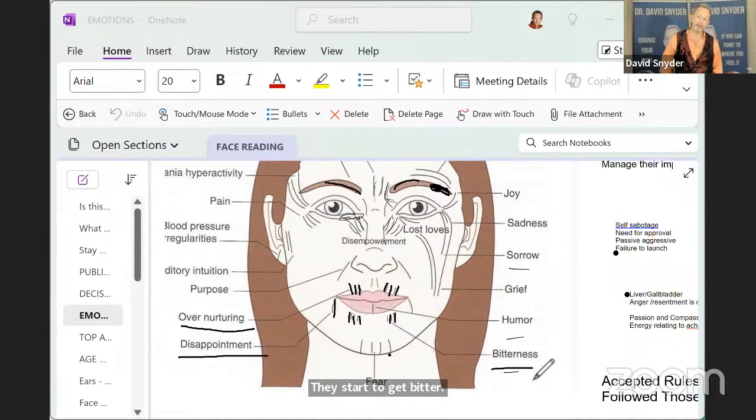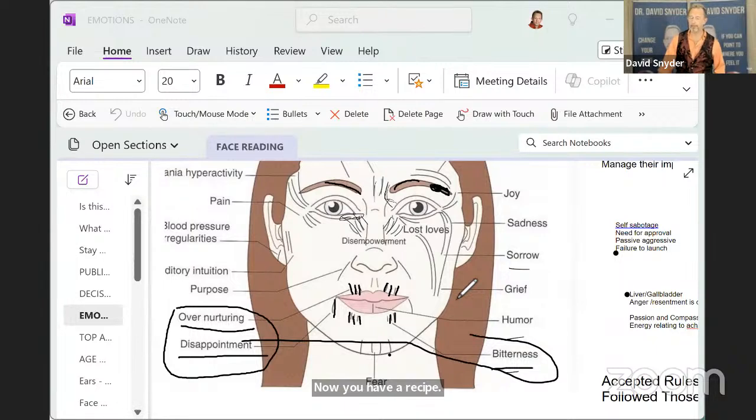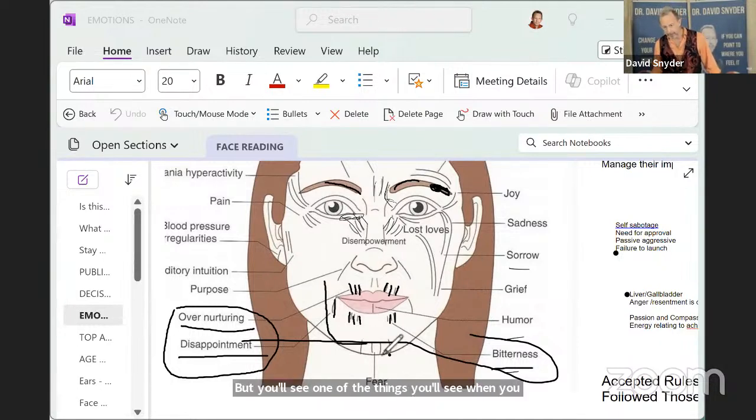Now, any of these by themselves is usually not good. When they start to show up together, now you have a recipe for a chronic illness or a terminal one, mostly usually cancer. But one of the things you'll see when you get your course is this area of the face corresponds very, very strongly with the lower part of the body, specifically the intestines, the stomach, the urogenital region.